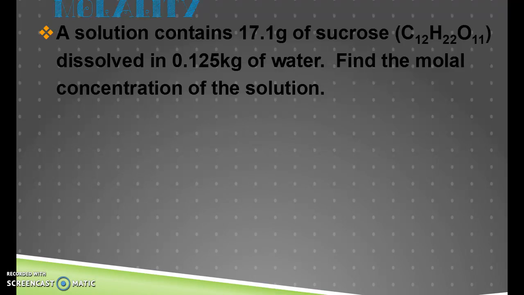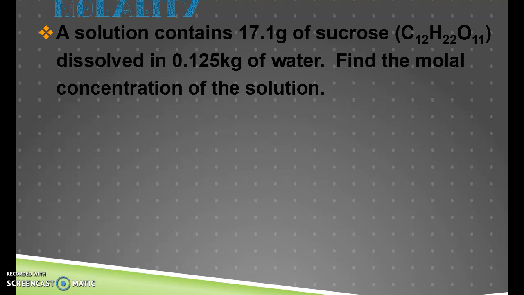So let's work out our problem together. So let's see what we have here. This should all be very similar information, except the difference is that generally it will be talking about your water in terms of mass, but sometimes it might talk about it in volume. You can just convert it using that principle of 1 milliliter is equal to a gram, or the same one, that 1 liter is equal to 1 kilogram. We have a solution. It contains 17.1 grams of sucrose, and we've dissolved that in 0.125 kilograms of water. We'd like to find out what the molal concentration of the solution is.